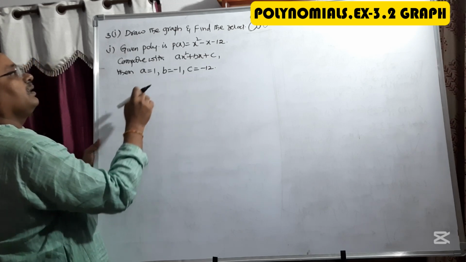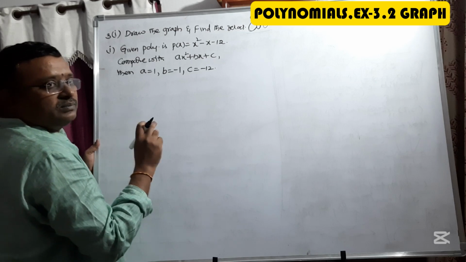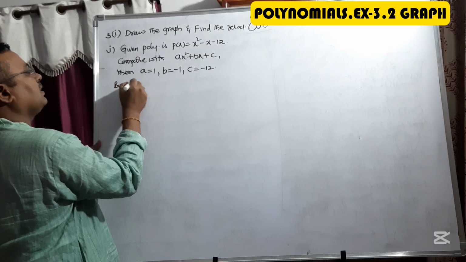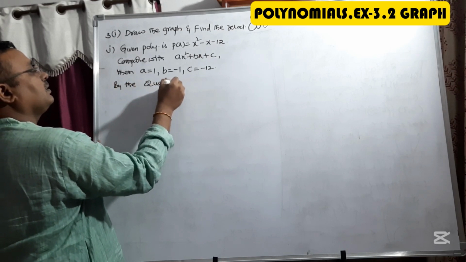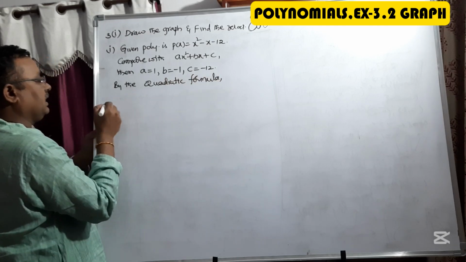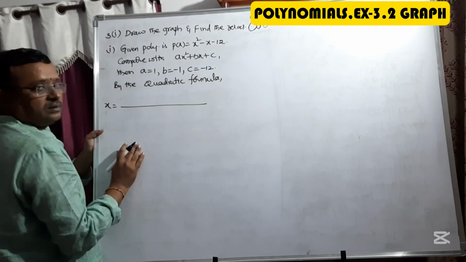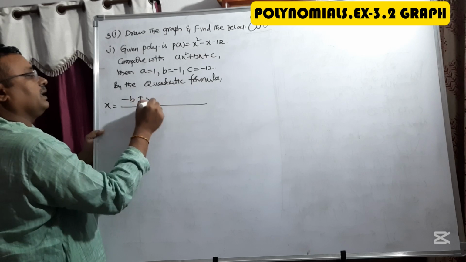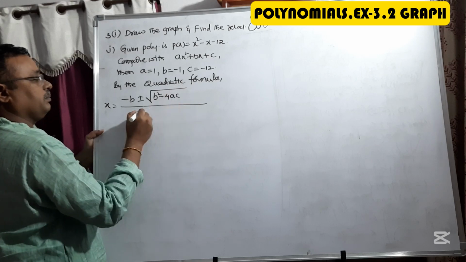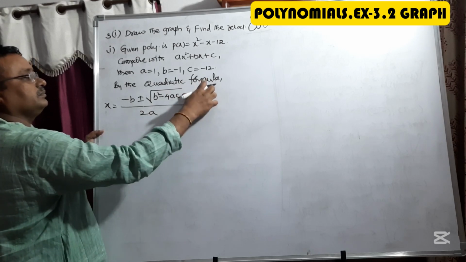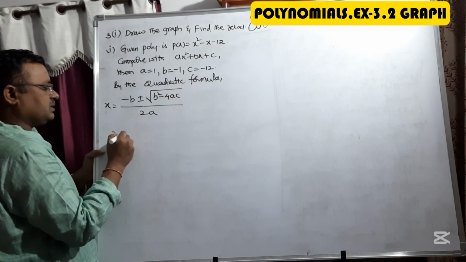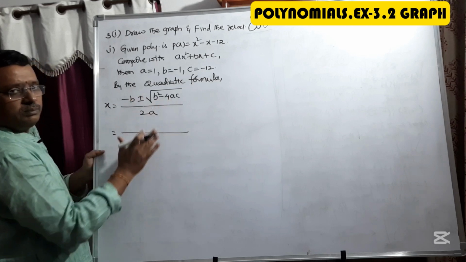Okay. Now, for finding the zeros, I am going to apply the quadratic formula, Nana. By the quadratic formula, variable x equal to minus b plus or minus root over b square minus 4ac by 2a. This is the quadratic formula. Just substitute the numerical values and simplify.